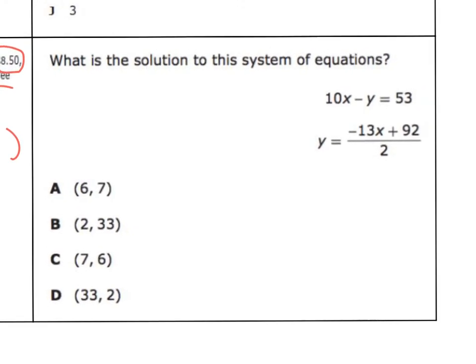On the last problem, again, you're given your two equations, so you can either graph them or you can do menu 3-2, type in both equations, and find the solution.